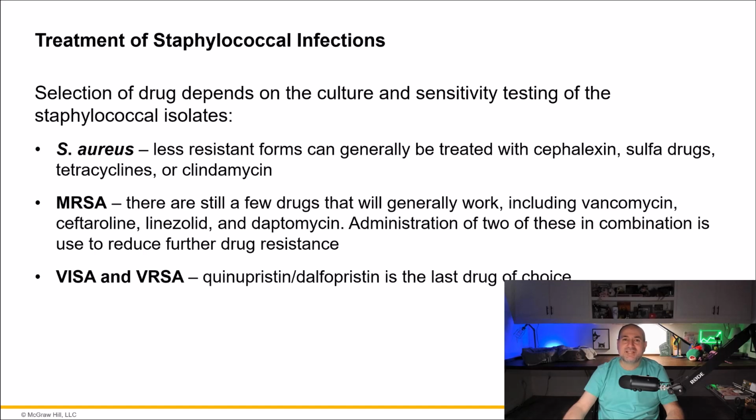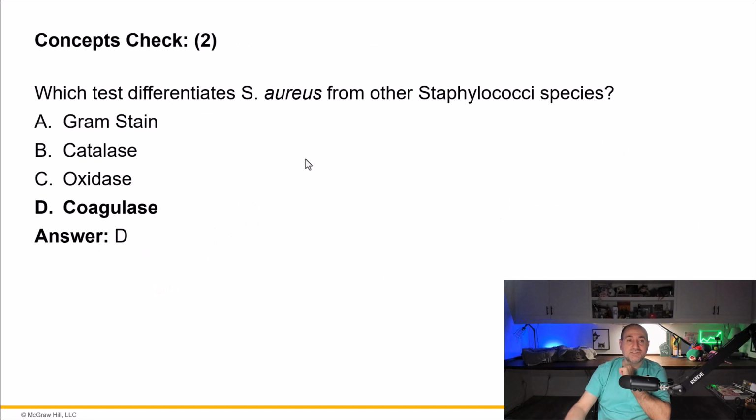And do you recall that Staph aureus is very resistant to penicillin, but MRSA, methicillin-resistant Staph aureus, is even worse because it's also resistant to methicillin. And then vancomycin-resistant Staph aureus is even worse because it's even more resistant. It's resistant to vancomycin. So again, we already touched on this, but which test differentiates S. aureus from the other staph species? And remember, it was the coagulase test.